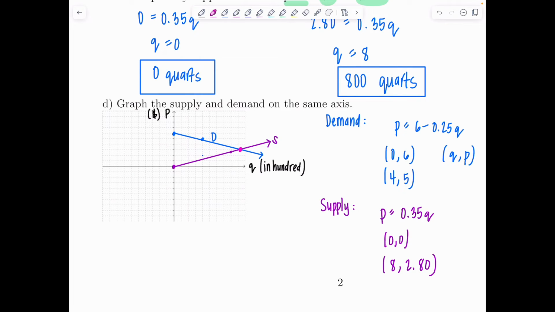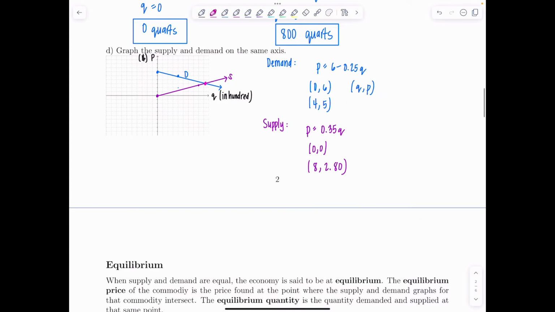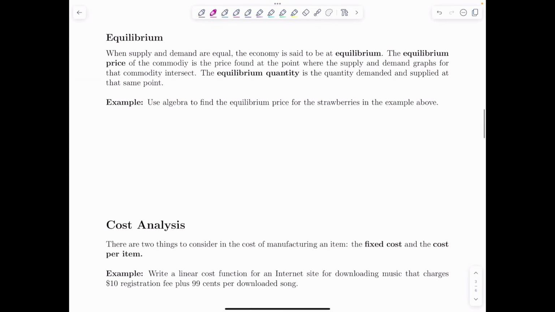Ooh, where they intersect. So moving on, let's talk about equilibrium. When the supply and demand are equal, the economy is said to be at equilibrium. The equilibrium price of the commodity, there's a T missing, is the price found at the point where the supply and demand graphs for that commodity intersect, like we saw up above. The equilibrium quantity is the quantity demanded and supplied at the same point.